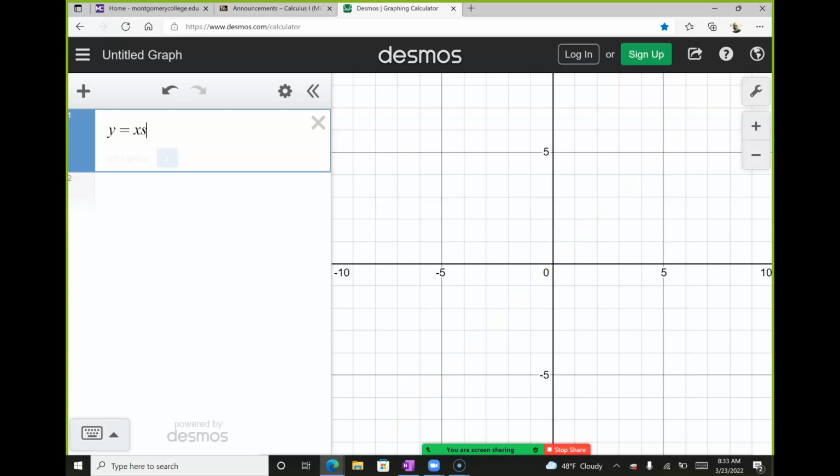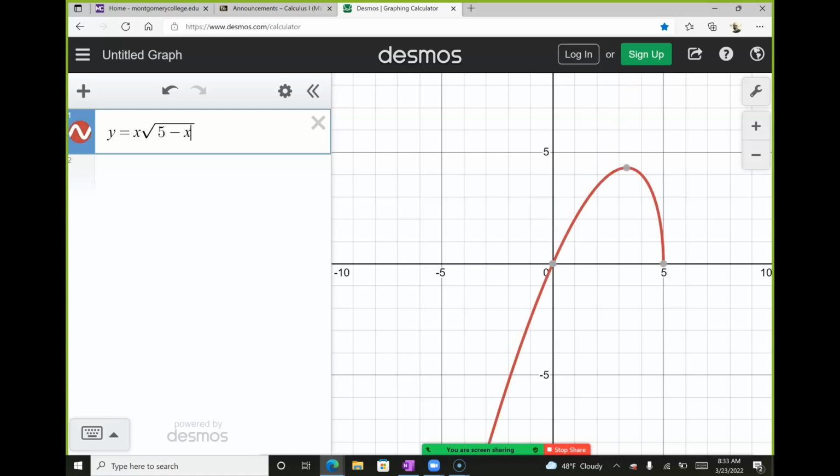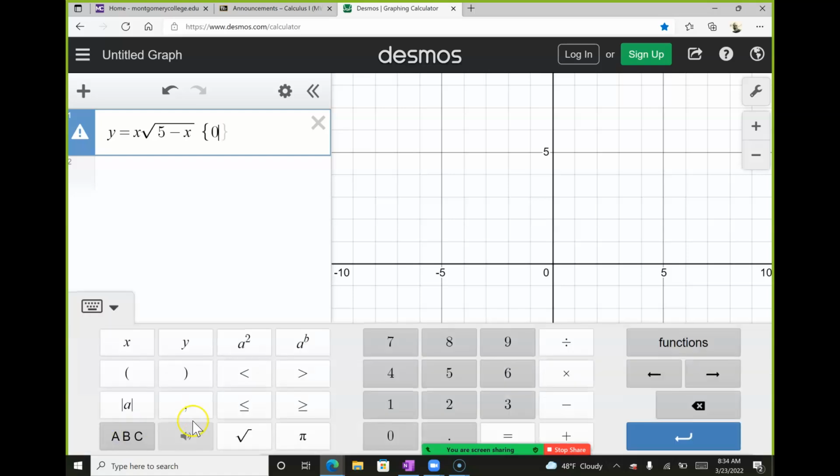Y equals x square root of, what did I do, 5 minus x? Yes. And I want to restrict it from 0, so I'm using the curly bracket, 0, and there's a little menu down here at the bottom. Less than or equal to x, less than or equal to, oh, I said 1 to 5, right? Sorry. So I'll just change that 0 to a 1. It's very similar on your calculator, the notation to get that restriction of the domain.